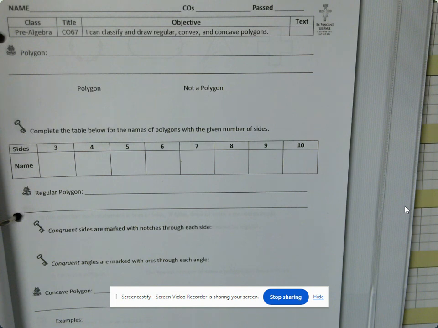So, CO67, I can classify and draw regular, convex, and concave polygons. In order to classify and draw polygons, we need to know what polygons are. A polygon is a geometric figure.